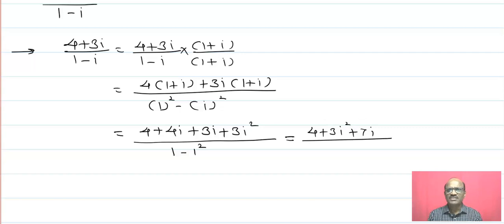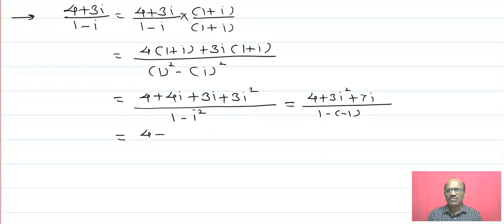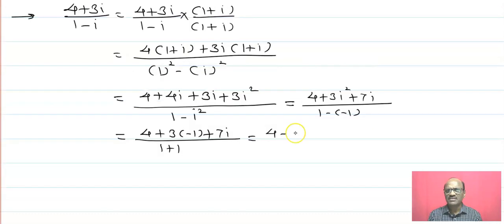Now their multiplication: 4 in bracket 1 plus i plus 3i in bracket 1 plus i. In the denominator, 1 minus i into 1 plus i, that is 1 squared minus i squared. Normal multiplication is here: 4 plus 4i plus 3i plus 3i squared. Therefore you are getting 4 plus 3i squared plus 7i, since 3i plus 4i is 7i. I squared is minus 1, therefore the denominator is 1 minus in bracket minus 1. And overall you are substituting 3i squared. I squared means what? Minus 1. That is 4 plus 3 in bracket minus 1 plus 7i upon 1 plus 1.